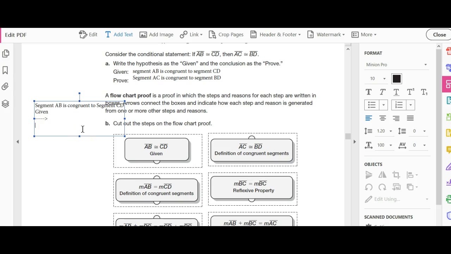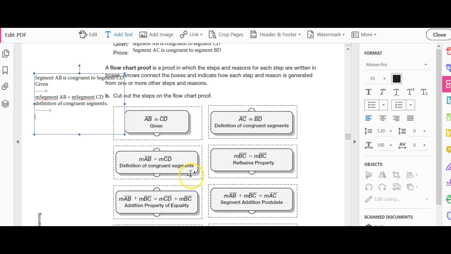So that's the next thing I'm going to say. The measure of segment AB is equal to the measure of segment CD. And that's just, like it says, the definition of congruent segments. So I can say that now, based on just knowing that they are congruent, right?